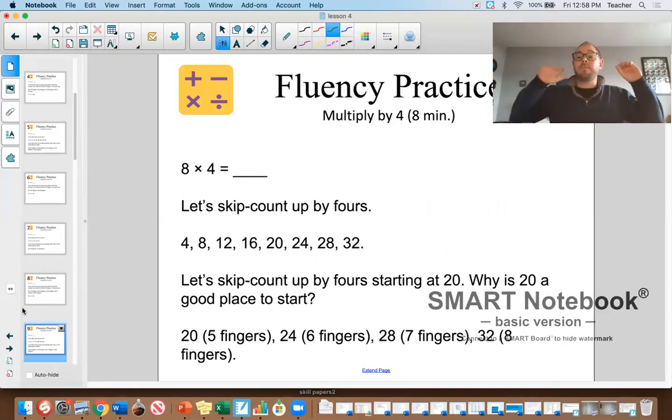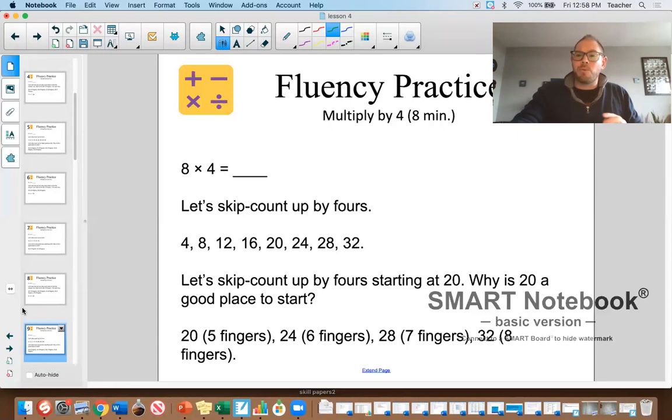Now we're going to be skip counting up from 20 to get to our 8 times 4. So again, I've got my 5 fingers ready because 5 times 4 is 20. And we're going to go up until we have 8 fingers or 8 groups of 4. So 20, 24, 28, 32. There are my 8 fingers. I've now got 32 because 8 times 4 is 32.